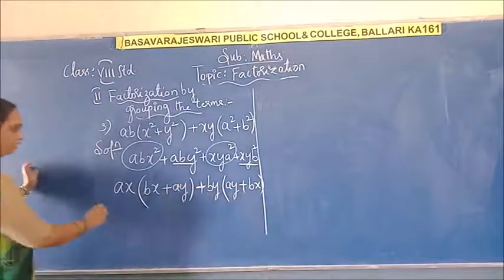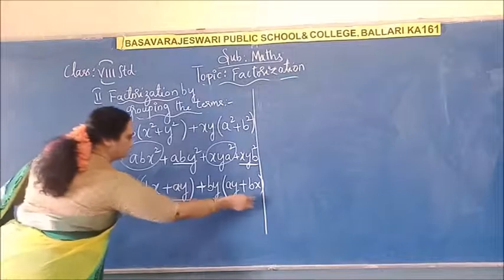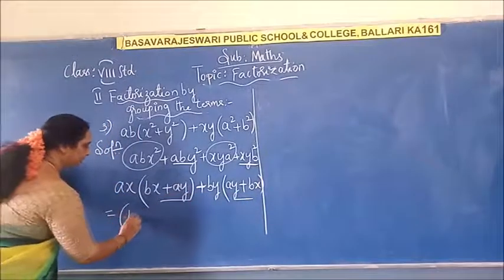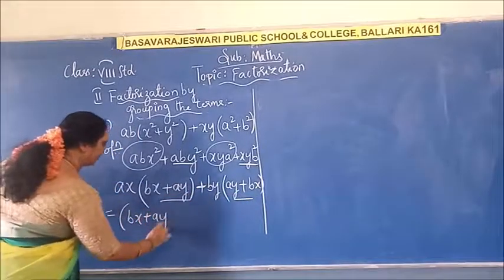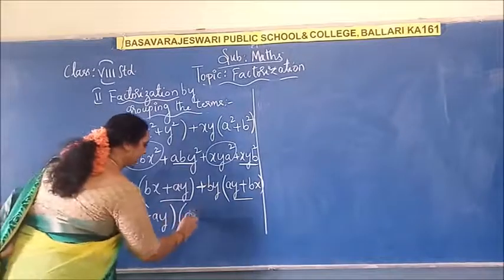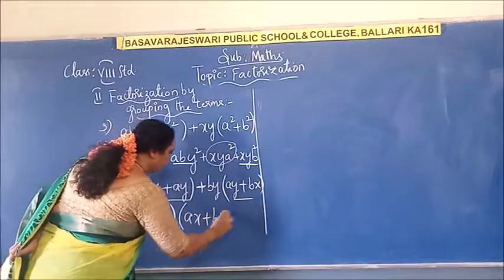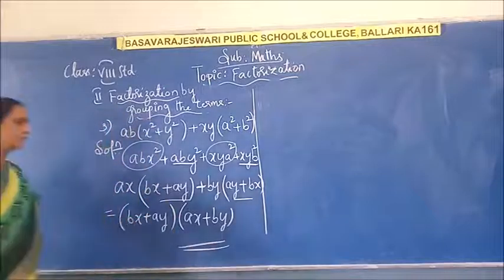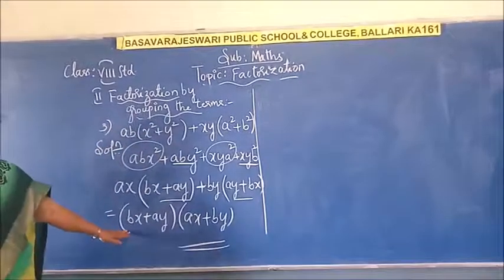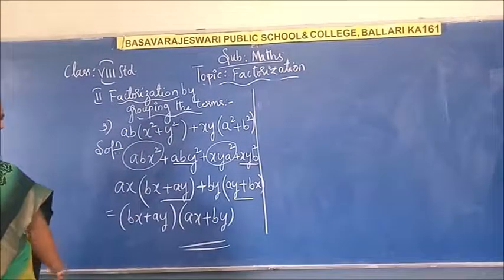Now, again these two are common here. So bx plus ay is common, and the remaining term is ax plus by. So I have resolved it into two or more factors. Okay, look at this expression.